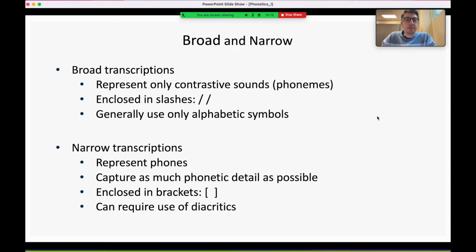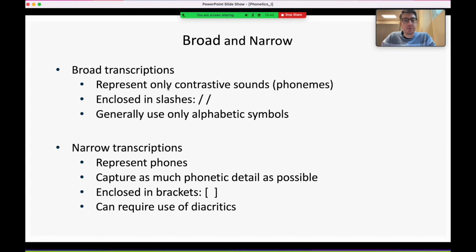And finally, broad and narrow transcriptions. So we will be using phonetic transcription, and we will be using the International Phonetic Alphabet for that. We will transcribe sounds enclosed in brackets, right? Square brackets here. But you need to be aware of the broad and narrow transcription differences.